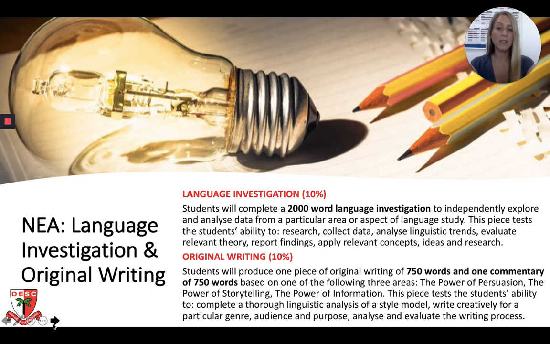For the original writing piece, you have 3 areas that you are allowed to write within: the power of information, the power of persuasion, and the power of storytelling. So we have, again, a wide range of options. You might decide to write the chapter of your first novel, for example. You might decide to write a persuasive speech. You might decide to write a broadsheet newspaper article. It really is up to you what you're interested in and where your passions lie.